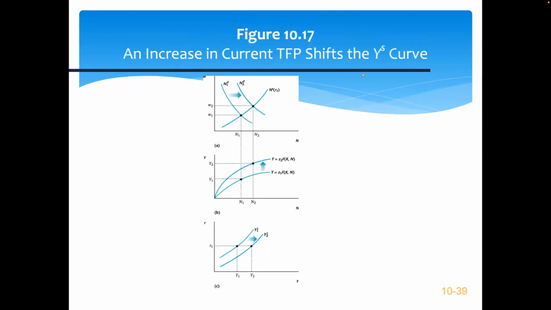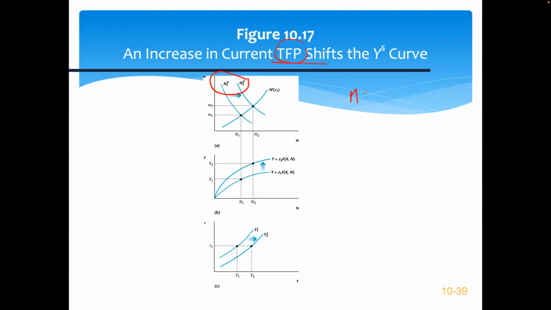Now, on the other hand, if there's an increase in current TFP, similarly, this is going to have an impact on the labor market, but now it's going to work through the supply side. Sorry, when I say supply side, it means the firm. But if you look at the labor market, it is going to have the demand side. The firm is going to demand more labor, right? Because of the TFP increase.